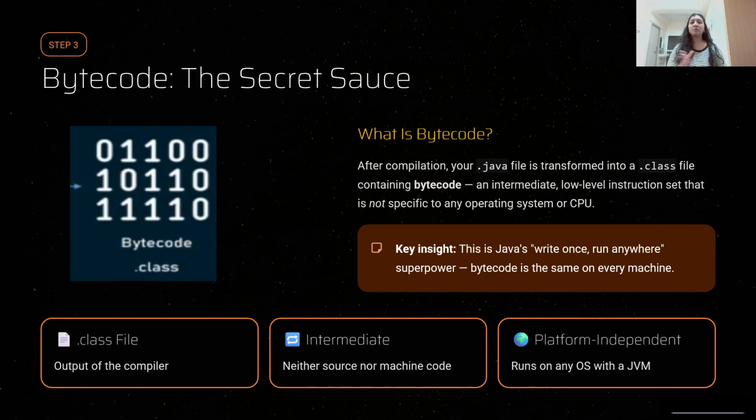Now, the .class file is the output of the compiler, intermediate. That means it's neither the source code. Source code is the code that we've written. It's not that, and it's not the machine code. It's just the bytecode. It's the bridge, and it runs on any OS with a JVM. What is a JVM? JVM is Java Virtual Machine.